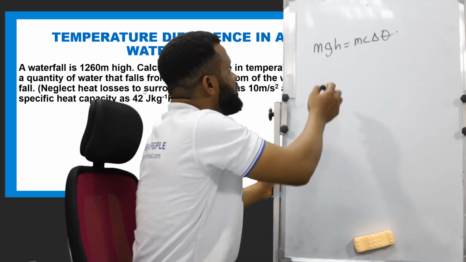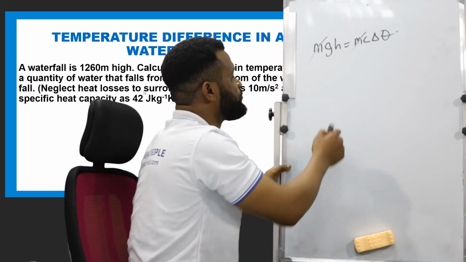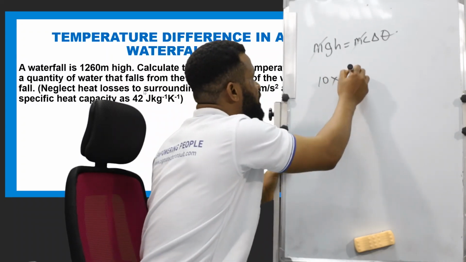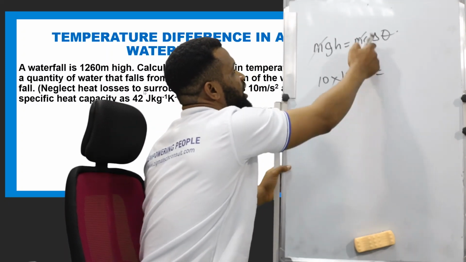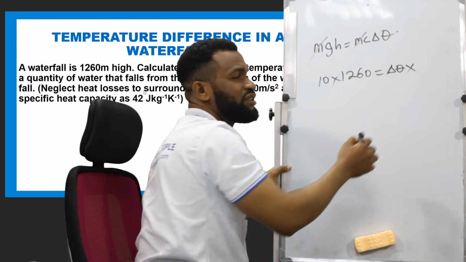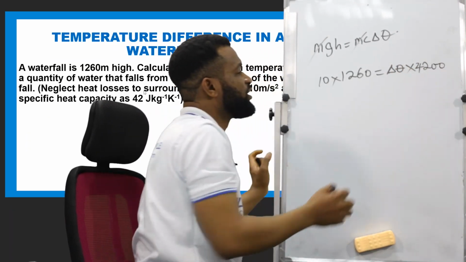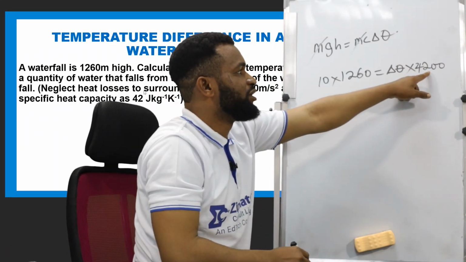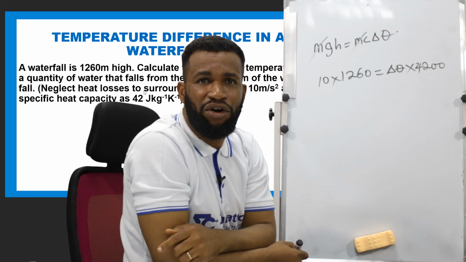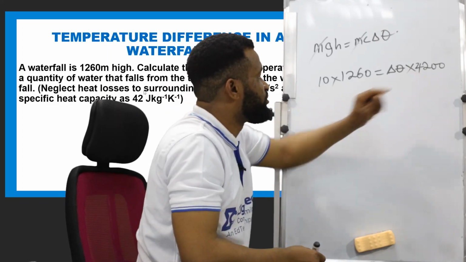So in this case, I'm going to cancel mass because mathematically this is done, and g is 10 times height, which is given as 120, so 1200 is equal to, I don't know the change in temperature, but I know that specific heat capacity of water is 4200. Please, 4200 is the right value for specific heat capacity of water. So even though that is 42, this is the right thing to write.